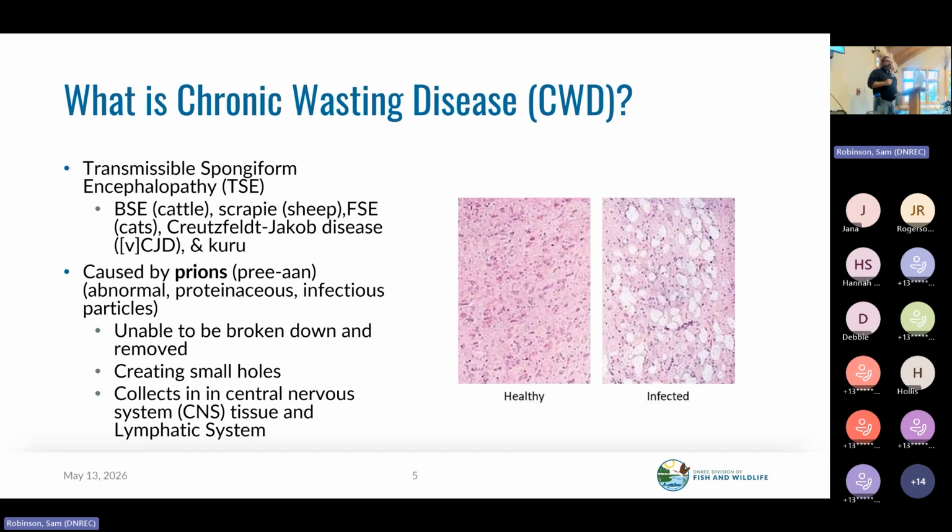This causes holes within what you see here to the right. I don't know if we have, here's a little laser pointer. The next one. Here we see a picture of a healthy brain tissue. To the right of this, you can see the effect on brain tissue of CWD and the prions that it causes. The next one.